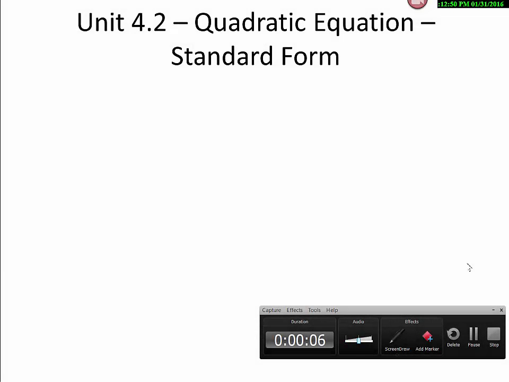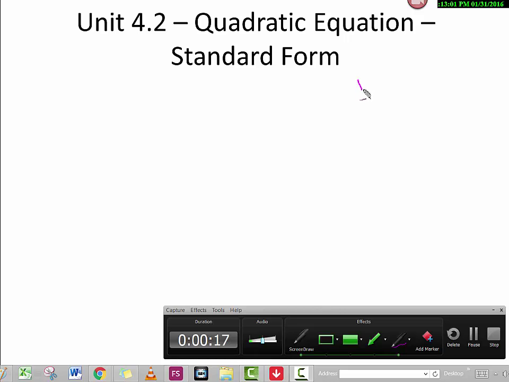Unit 4.2 Quadratic Equation in Standard Form. In Unit 4.1, we learned vertex form, which is y equal to a parenthesis x minus h squared plus k. This is the vertex form.